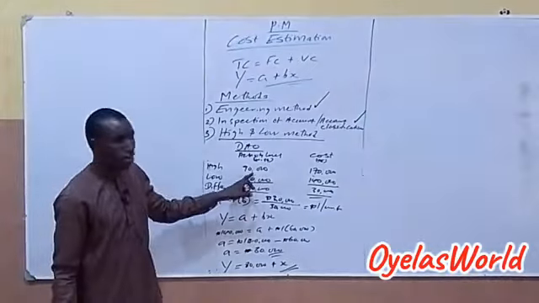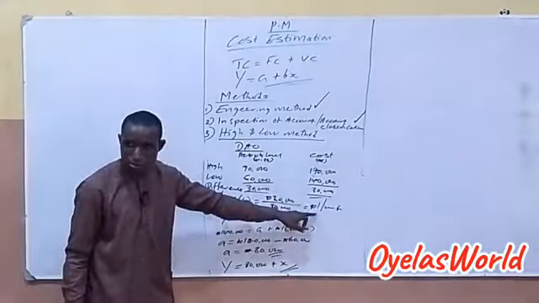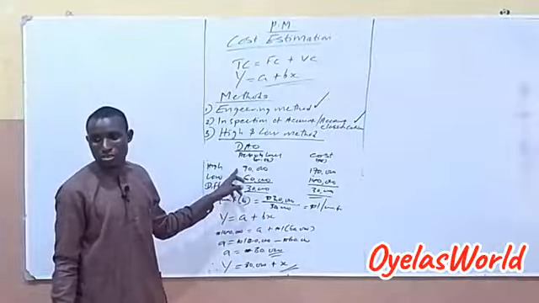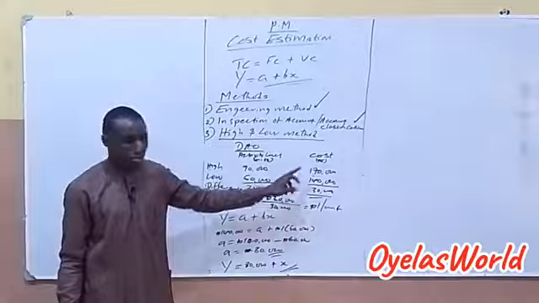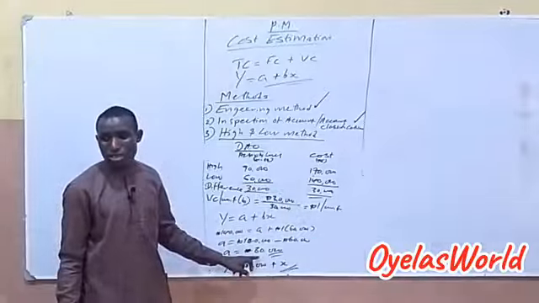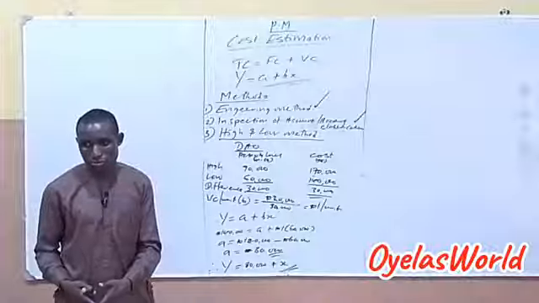For the high level of activity, variable cost per unit is what? 1 naira. 1 naira times 90 is what? Subtract from the total, which is 170. What do you have? If it's not the same, you have made a mistake somewhere. Do you get it now?